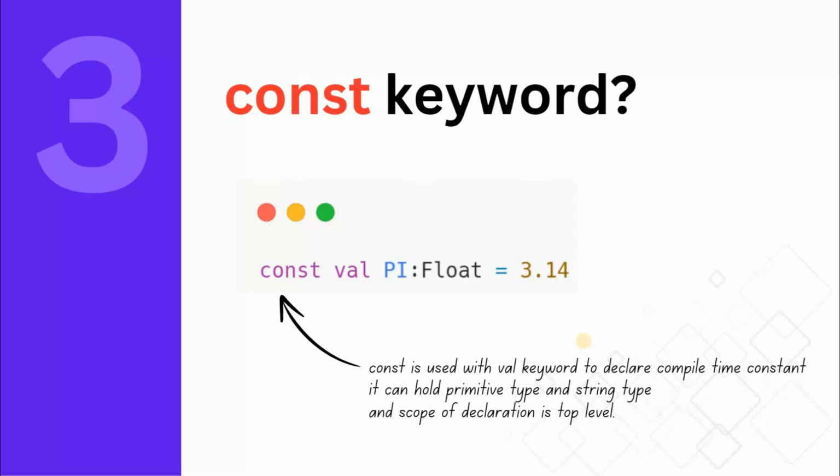The val keyword assigns its value at runtime. But when we declare a variable with the const keyword, it declares a compile time constant. It only holds primitive and string types. We will learn about primitive types in a further video, what primitive and non-primitive types are, when we cover the data types of Kotlin. And if we want a variable as a constant, we need to declare it at the top level of the code. It will be declared first, and after that we can use it in the code.